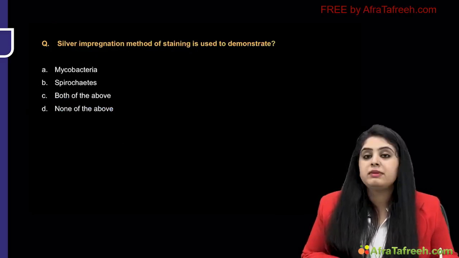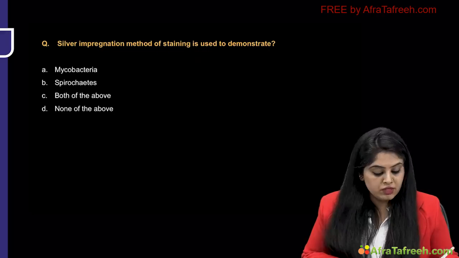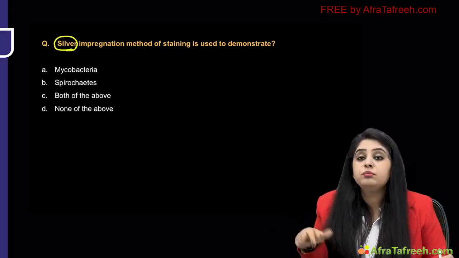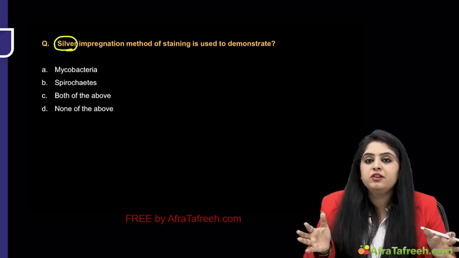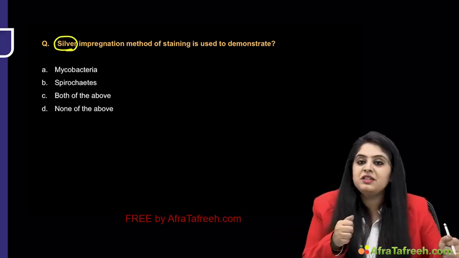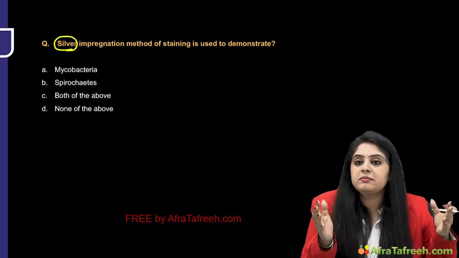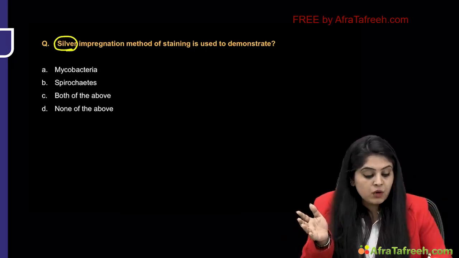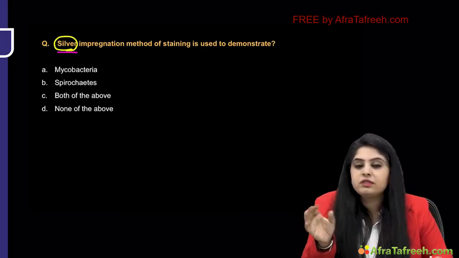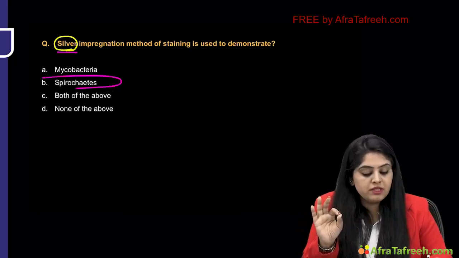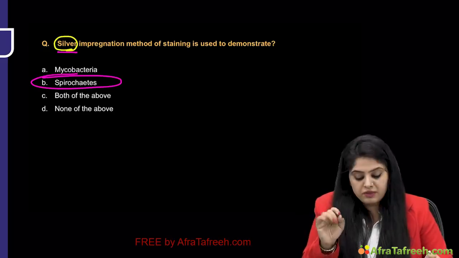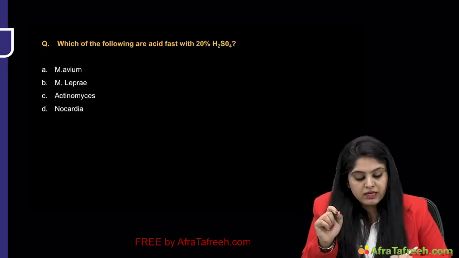Silver impregnation method of staining is used to demonstrate what? Silver staining. So you have mycobacteria, spirochetes, both or none. Whenever these kind of both questions come, both of the above, all of the above, it's a general temptation that you want to mark it, but don't fall for that trap. Please remember, when I'm talking about silver, I have to think of thin structures. So I'll be thinking of structures like spirochetes, flagella, thin structures, silver impregnation. Coming on to another question.